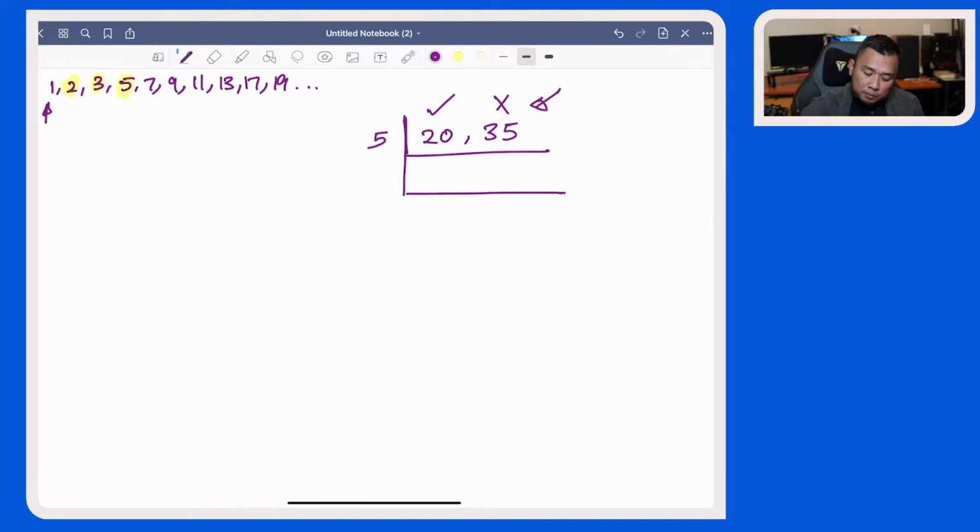So 20 divided by 5 is going to give me 4, and 35 divided by 5 is going to give me 7. Now looking at the numbers 4 and 7, we know that these two numbers cannot be divided anymore by any other prime number which is above 5. So this means that the number 5 is my highest common factor for the numbers 20 and 35. So in this case, the highest common factor is equal to the number 5.